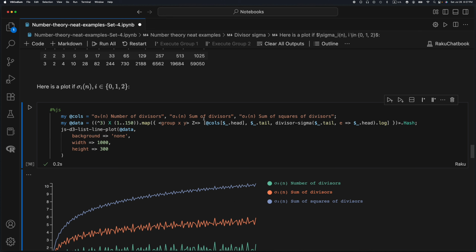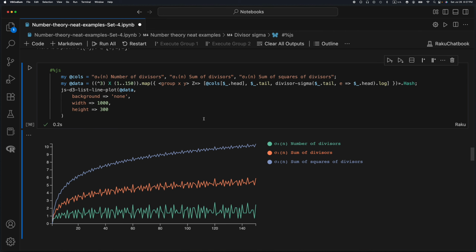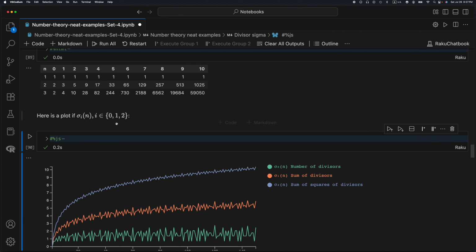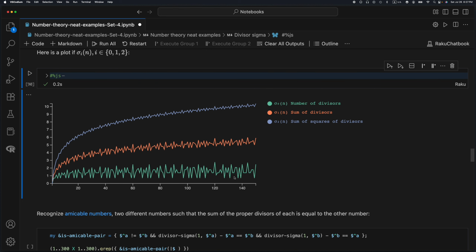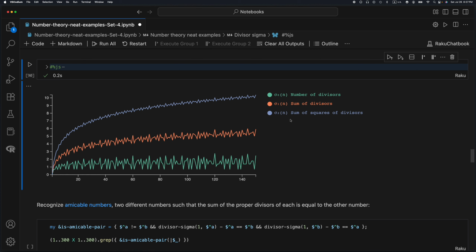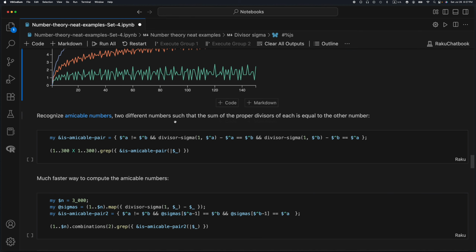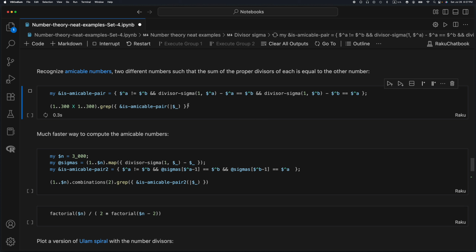All right, so let's plot divisor sigma for different inputs. In this particular case, I went for a relatively larger number, 150, but this is probably pretty informative. We have the number of divisors, the sum of the divisors, and the sum of the squares of the divisors. All right, so there are a variety of applications of divisor sigma.